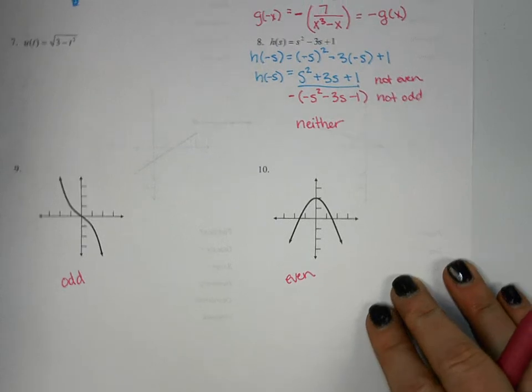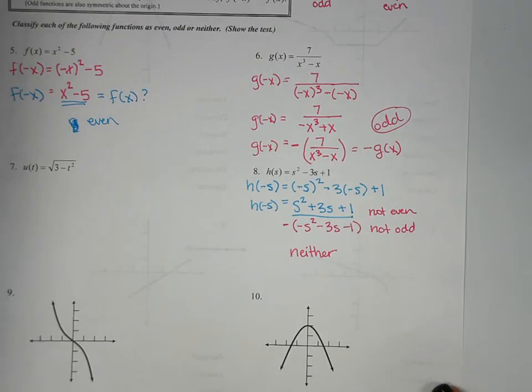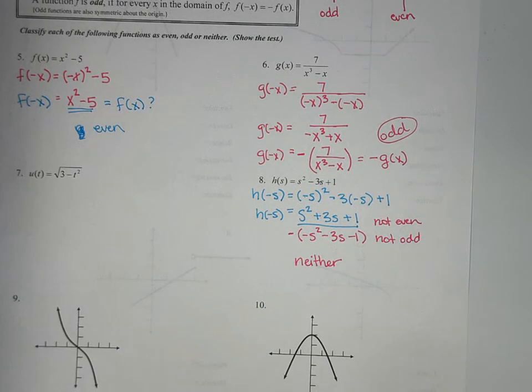The algebraic should be the part that's a little bit newer, and that's where we plug in negative x and simplify to see, do we get the same equation out that we started with? If you do, then it's even. If it's not, take out a negative. Now does it match? If you take out a negative and it still doesn't match, then it's neither. But if you take out a negative and it does match, that's odd.